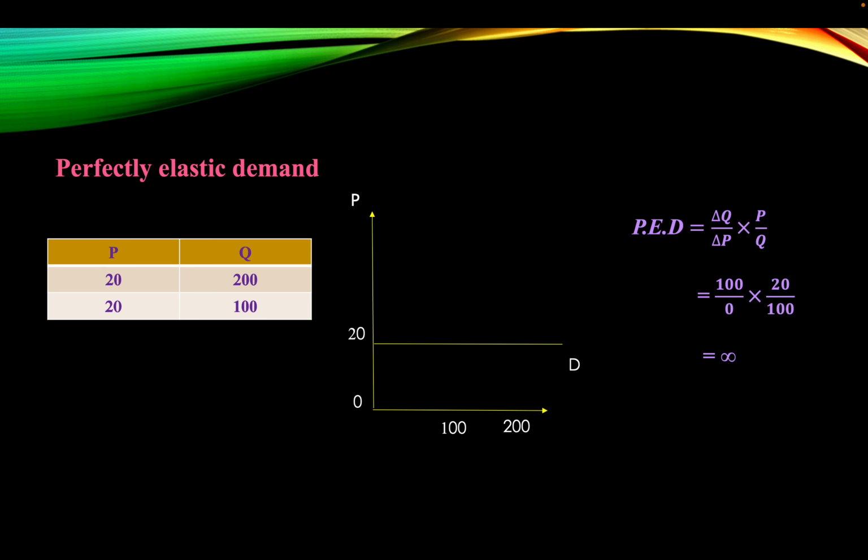So here the perfectly elastic demand, that means the demand is highly changing. The price is not changing. Elastic means changing. The price is 20, it is not changing. The quantity goes from 200 to 100, that means delta Q is 100. So delta P is 0. So the coefficient is infinity, that is perfectly elastic demand, and the demand curve is parallel to the quantity axis.